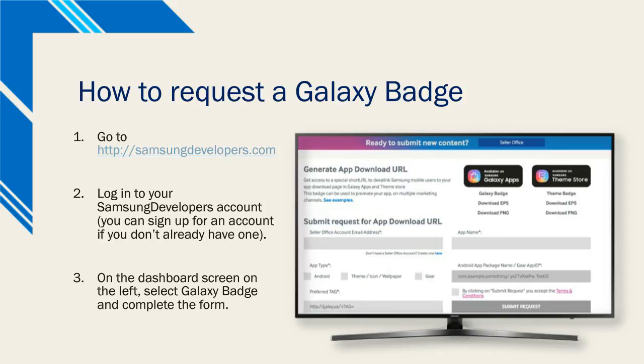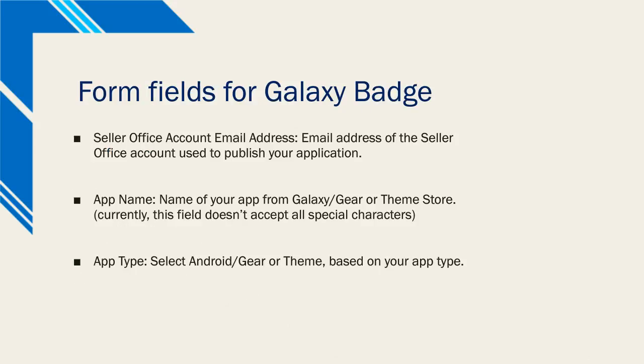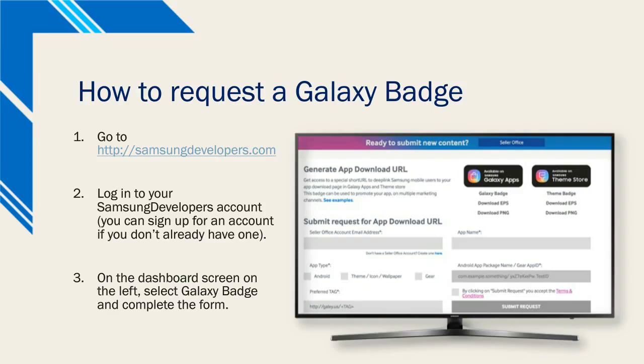On this slide, you'll see a form that takes very basic details like seller office account, app name, and application type, which can be either Android, Gear, or themes. Then we need the package name, a tag that you want to use for the short URL, and an acceptance of terms and conditions. Click submit request, and that's it. Your request has been submitted. Now I'll walk you through each and every field in detail.